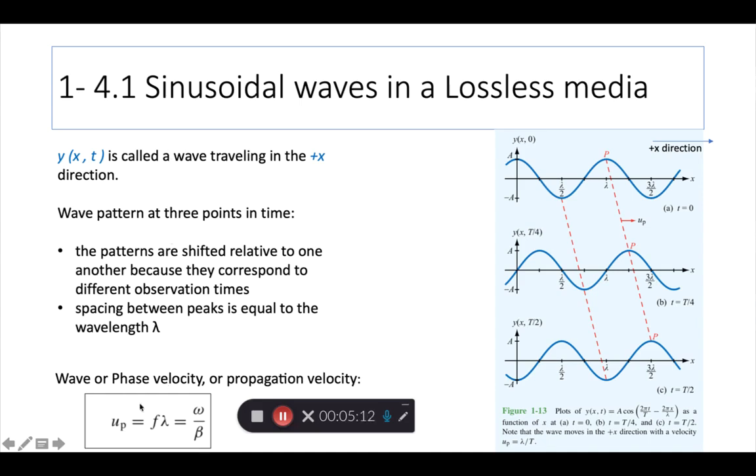But this relationship again is important: wave or phase velocity or propagation velocity, that he shows as u_p instead of v_p. u_p is frequency times wavelength, or another relationship is omega by beta, and both these are important and we use these a lot in problems. Now if this is sound or light, then we are talking about not u_p but c or c_s, right?